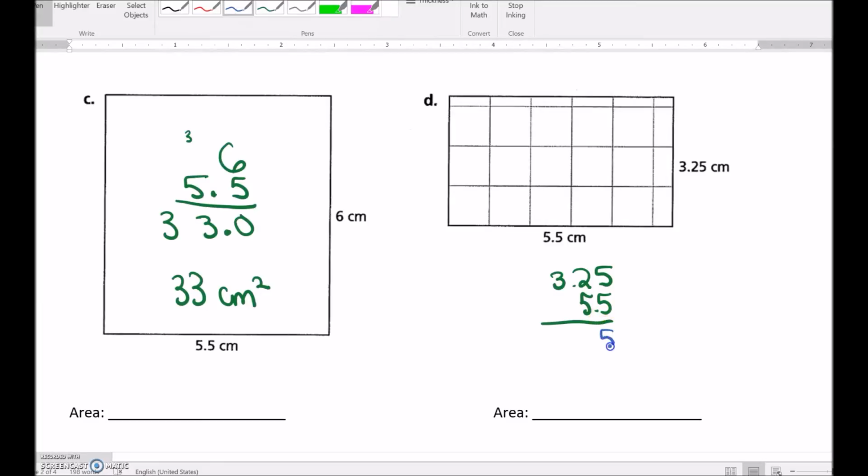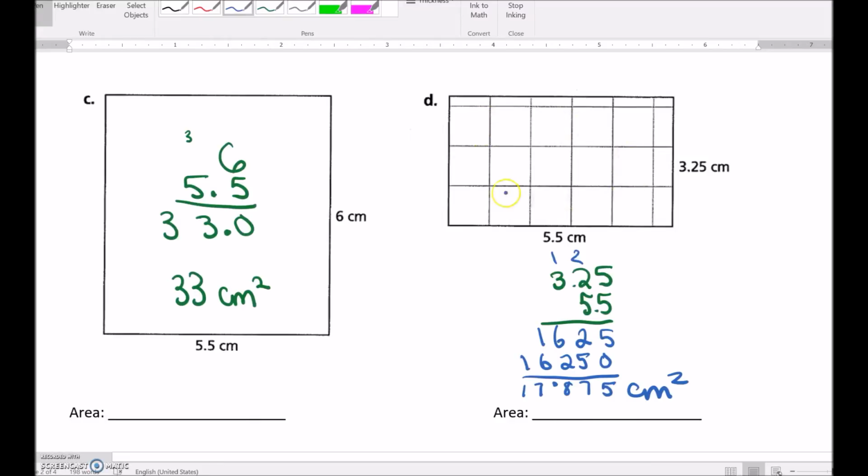5 times 5 is 25, carry the 2, 5 times 2 is 10, plus 2 is 12, carry the 1, so now we're at 16, we need a 0 here, and because that 5 is the same as those, it's actually the exact same digits, just moved over 1, and then we're going to have 3 decimal places in our answer, 1, 2, 3, okay, and our answer is going to be 17.875, or that's actually 17 and 7/8 for those of you who are up on things. And that's going to be also measured in square centimeters.